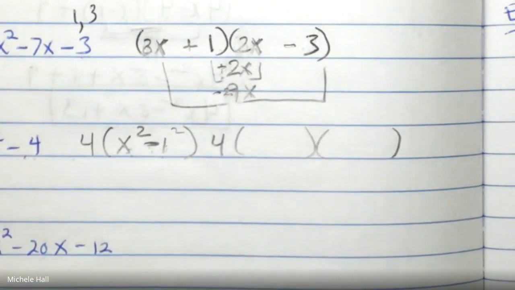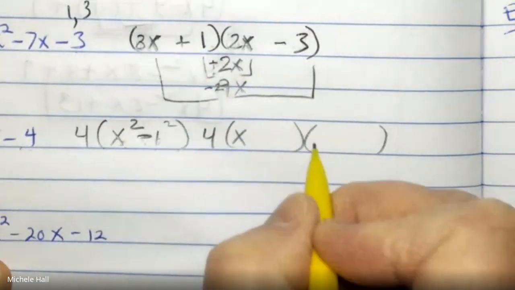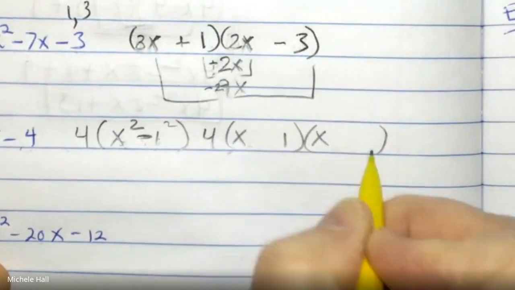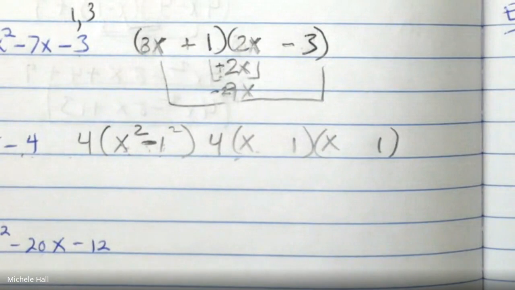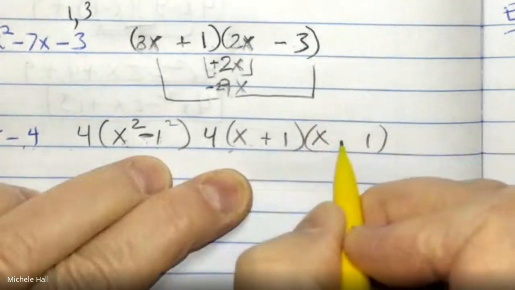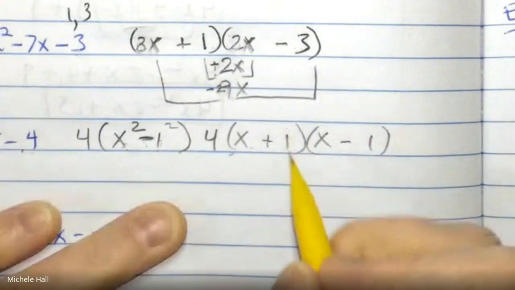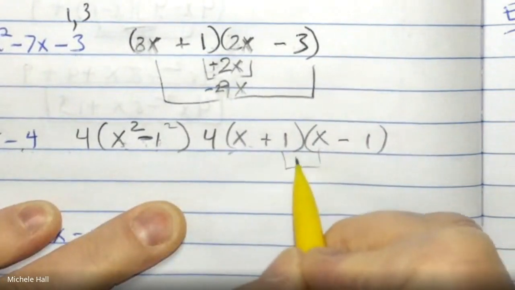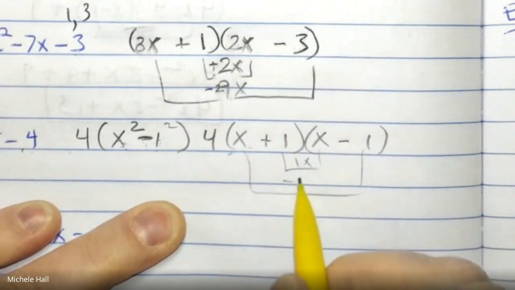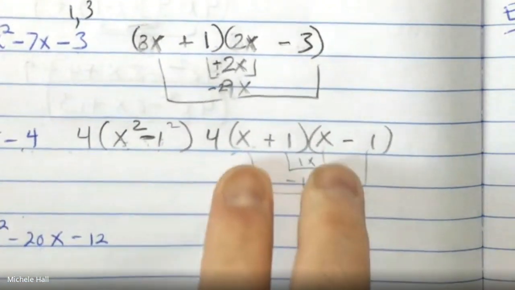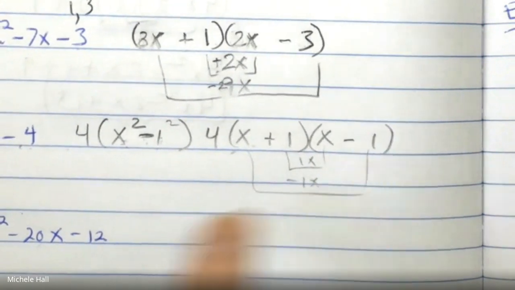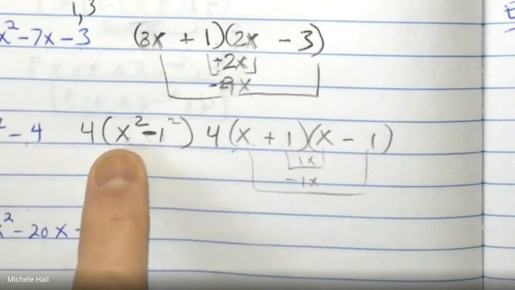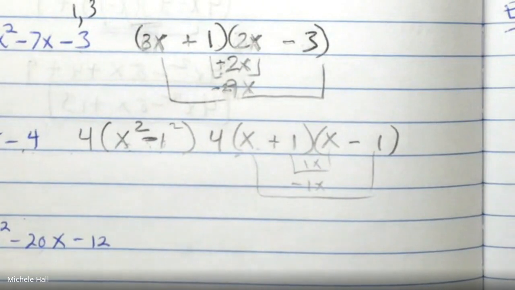All right, so x times x is x squared, and 1 times 1 is 1. How do I get no middle term? Plus and minus. If I look at the middle term, inner, that would be 1x, and then outer would be a negative 1x. So I can have exactly the same thing in both parentheses, but have a plus and minus, and that's called the difference of squares. So there it is, fully factored. 4 times x plus 1 times x minus 1.